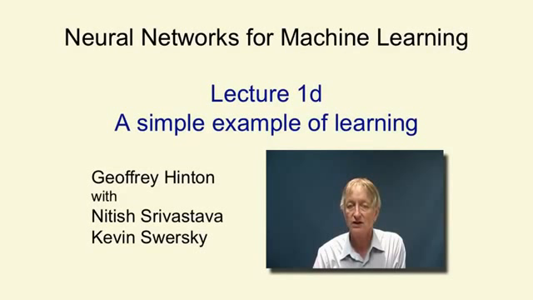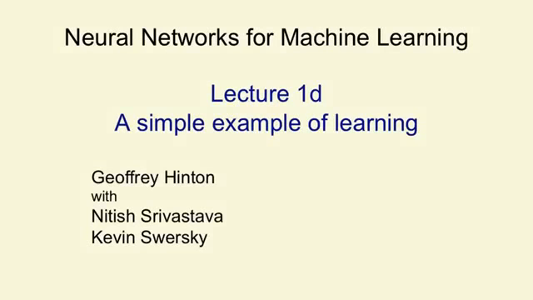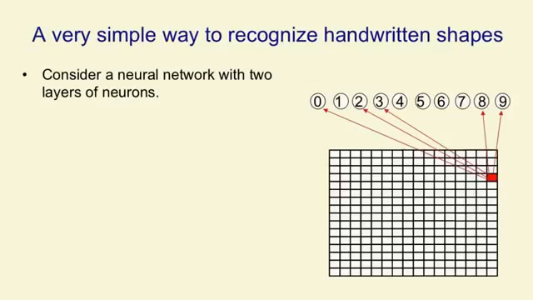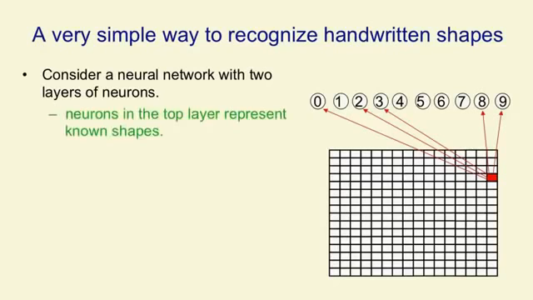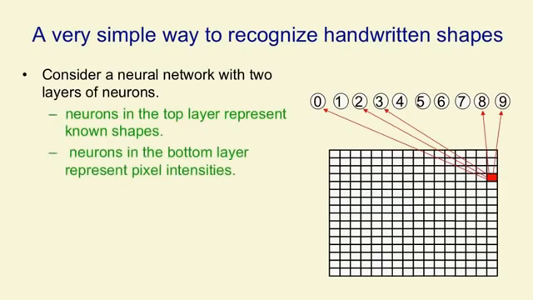In this video, I'm going to show you an example of machine learning. It's a very simple kind of neural net, and it's going to be learning to recognize digits. And you're going to be able to see how the weights evolve as we run a very simple learning algorithm. So we're going to look at a very simple learning algorithm for training a very simple network to recognize handwritten shapes. The network only has two layers of neurons. It's got input neurons, whose activities represent the intensities of pixels, and output neurons, whose activities represent the classes. What we'd like is that when we show it a particular shape, the output neuron for that shape gets active.